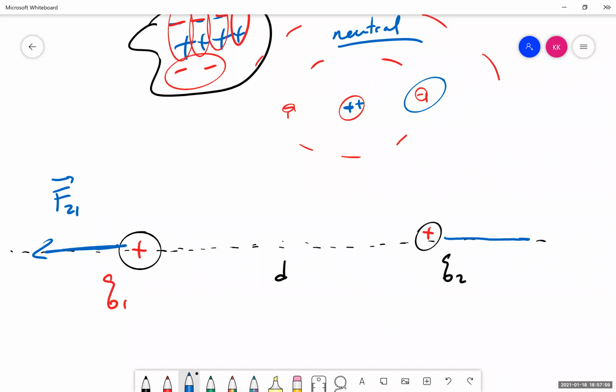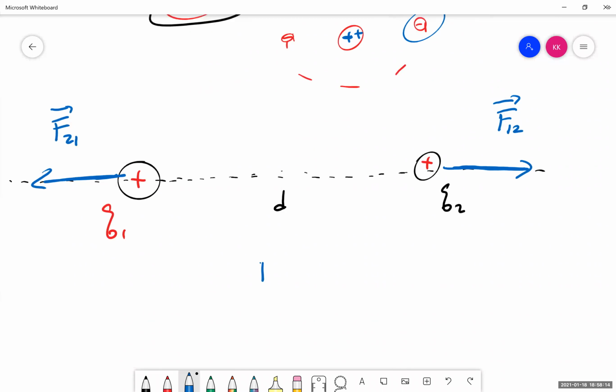And there's going to be another force right here. This is the force that charge one exerts on charge two, and both are vectors, right? Force, remember, is a vector. Both of them have exactly the same magnitude, but they are in opposite directions. That means I can say that F12 in magnitude is equal to F21. They exert the same amount of force.